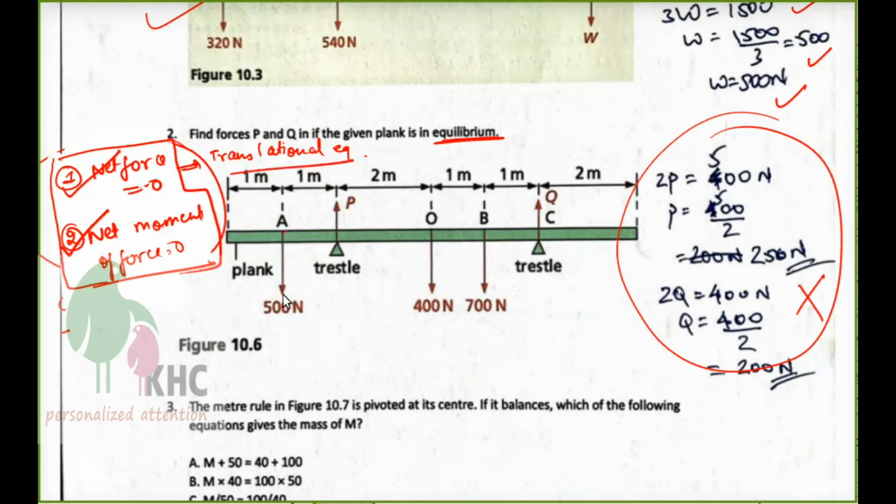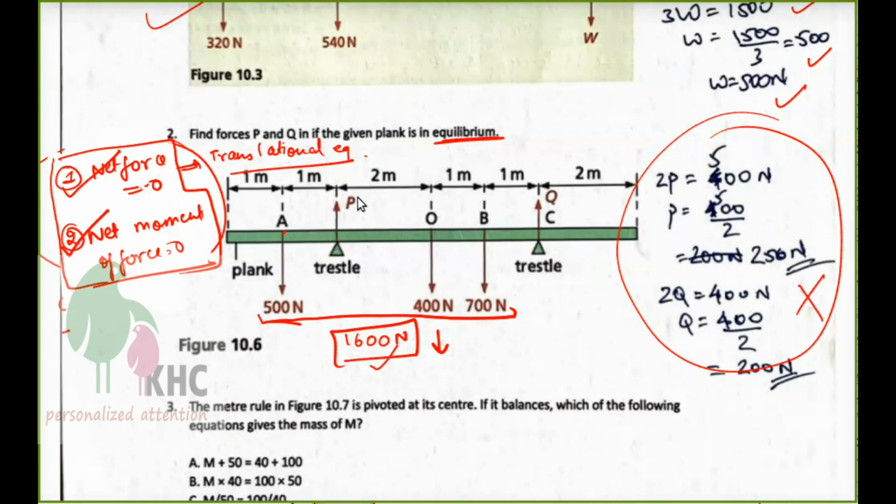So if you have 500 newtons of force in the downward direction, 400 newtons downward, and 700 downward as well, then you have 500 plus 400, 900, plus 700, 1600 newtons of force in the downward direction. So there must be some forces acting in the upward direction whose sum is 1600 newtons. That's when the net force is going to be 0 on the plank. Is this clear?